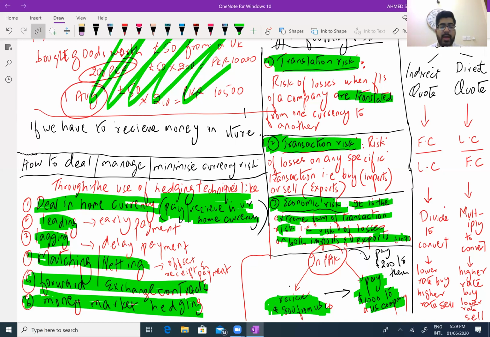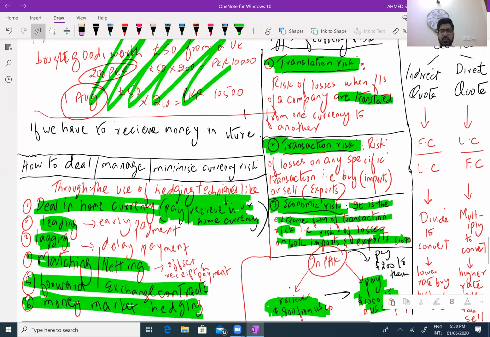Okay, so matching or netting means offset receipts or payments. You are receiving $1,000 from somewhere, paying $1,200 somewhere, offset them, just pay $200 to minimize currency risk. Okay, so these are the 4 hedging techniques which we discussed, and through this currency risk will be minimized.